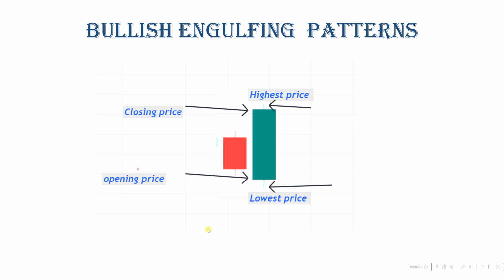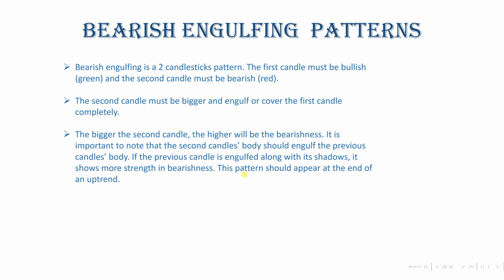Bearish engulfing pattern. This is the second candlestick pattern. The first candle must be bullish, that is green, and the second candle must be bearish, that is red. The second candle must be bigger, and it should engulf the previously formed candle. How will we come to know that there will be more bearishness or a trend reversal? The bigger the second candle, the higher the bearishness will be. This is how we will come to know that there is a change in the trend.